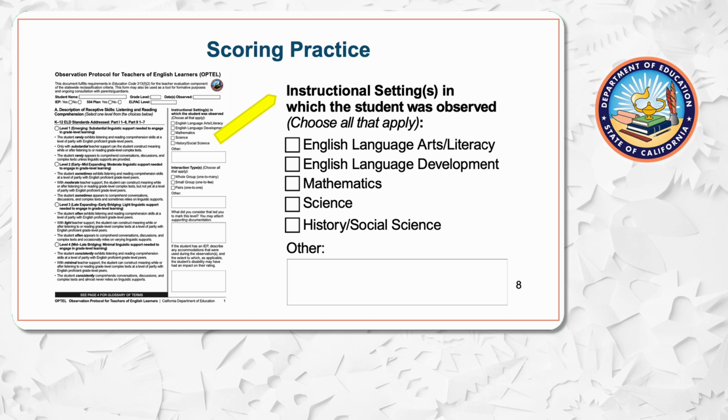Now, I observed my students' expressive and receptive skills on the same day. That means I can fill out the instructional setting information on pages 1 and 2 in the same way. I observed my student during both ELD and science instruction.